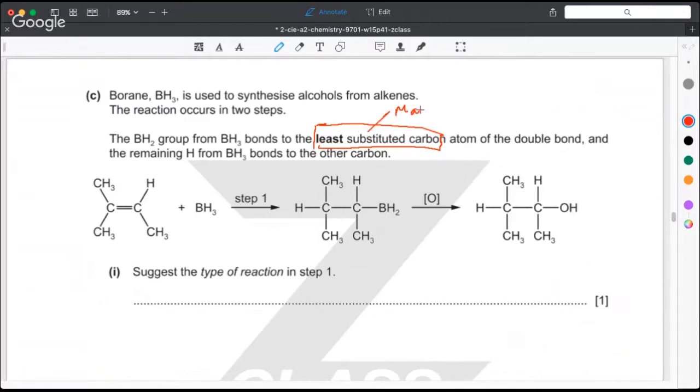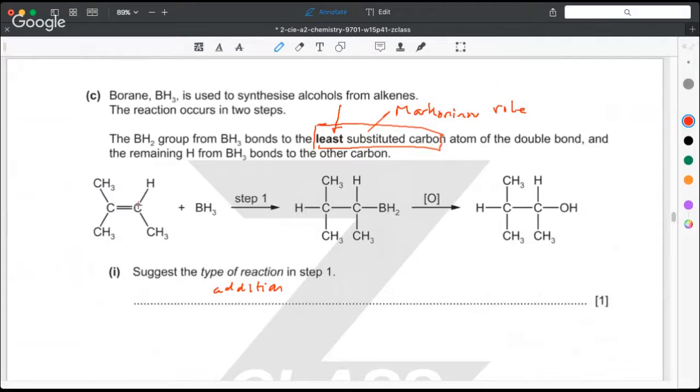If you wanted to look that up in your book, there's something called the Markovnikov rule. It was a Russian chemist. The rule says that in these addition reactions, the addition is going to happen on the least substituted carbon.